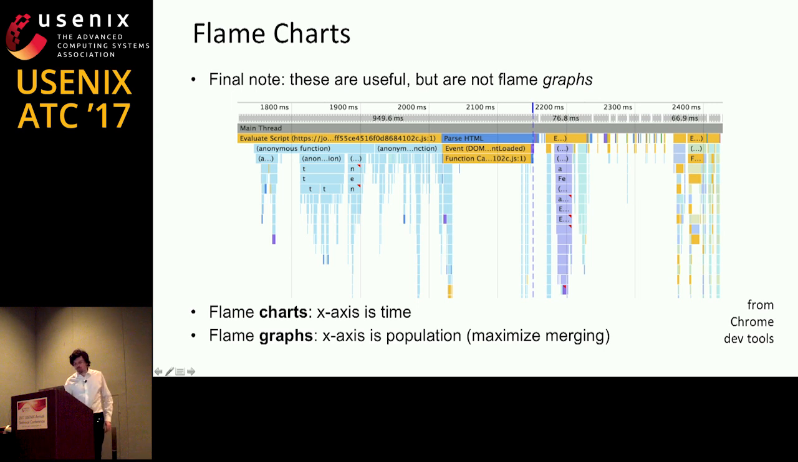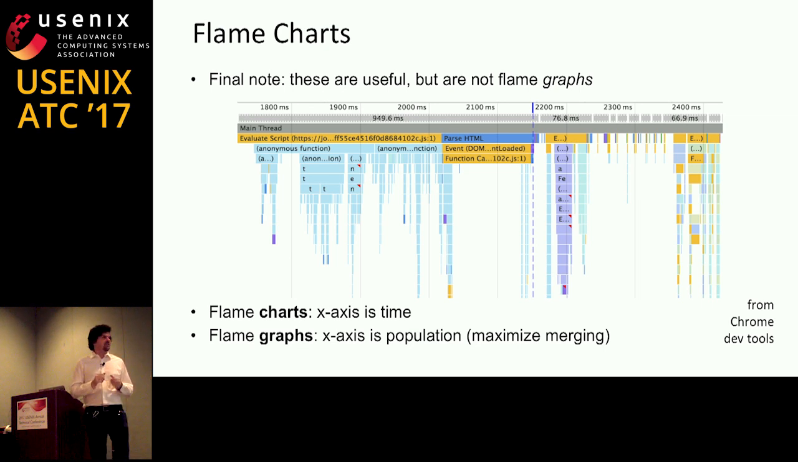Flame charts I want to mention, because they're not flame graphs. A while ago, someone filed a ticket for Google's Chrome developer tools, what it was called before then, to implement flame graphs, which would be great. Instead of implementing flame graphs, they put time on the x-axis. Fortunately, they called it something different, so they call it flame charts.